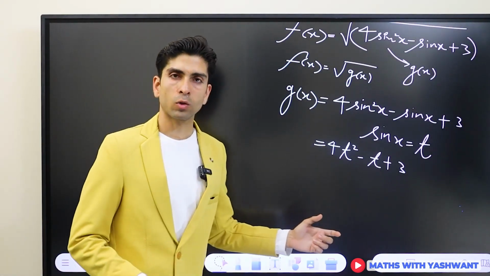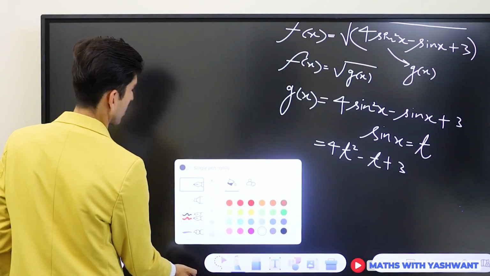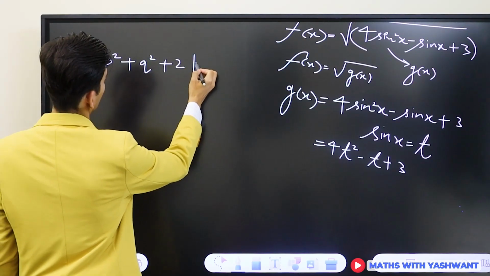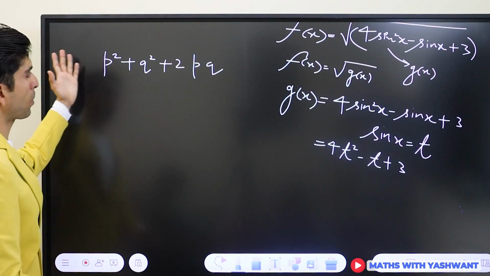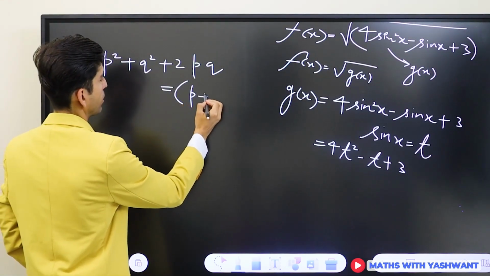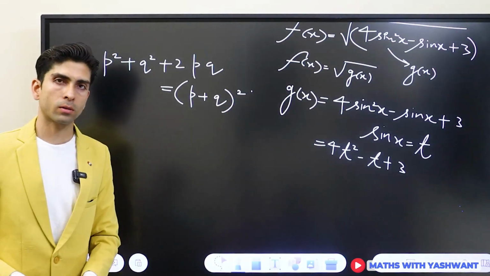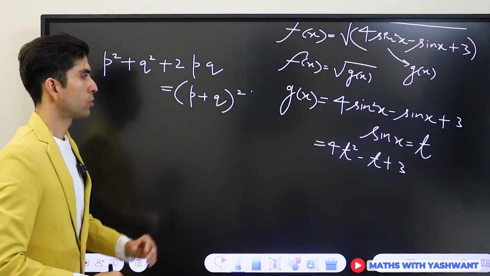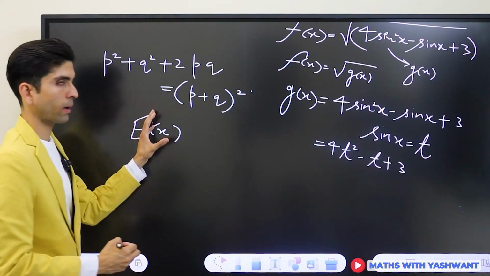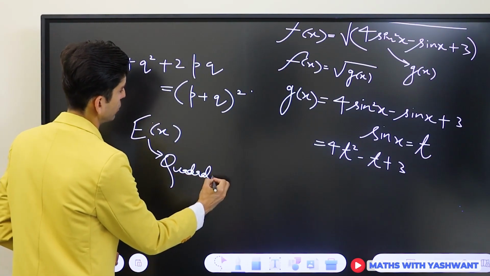So perfect square means, let's say you are given something like p square plus q square plus 2pq. If you come across this type of situation, you'll immediately understand because it's very simple and you write (p plus q) whole square. But every time the expressions that you come across in maths are not very simple. So let's suppose you come across some expression, I'm just representing it using E(x). E(x) is some expression and it's quadratic in nature.